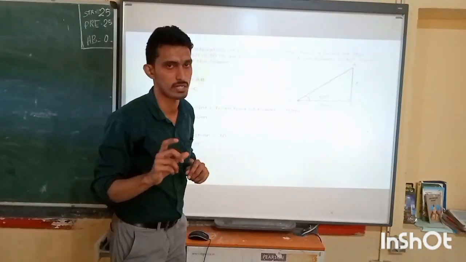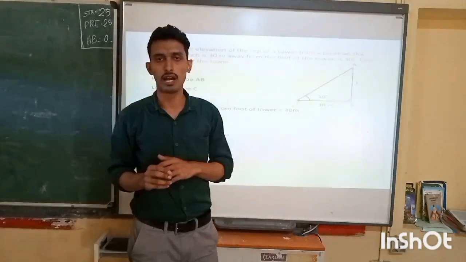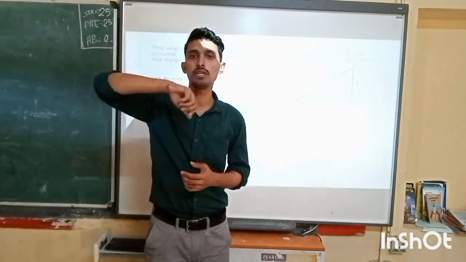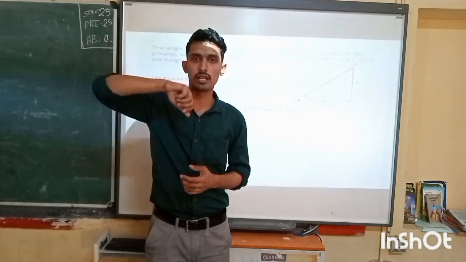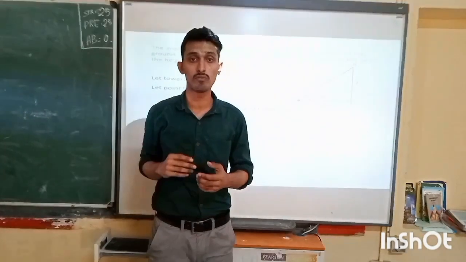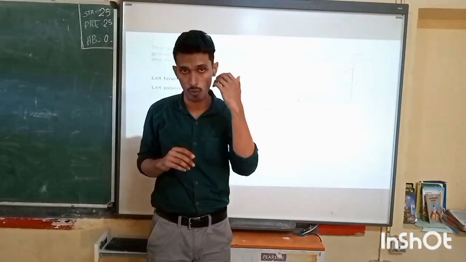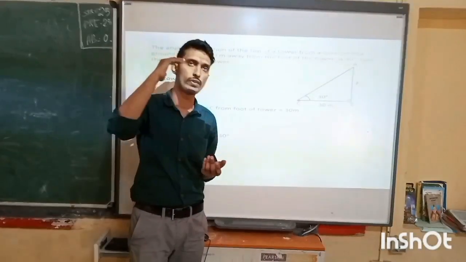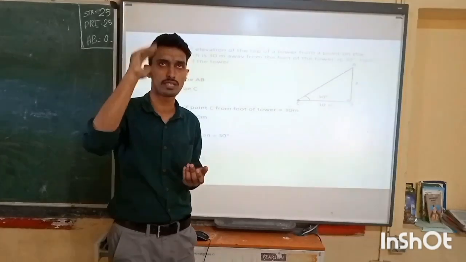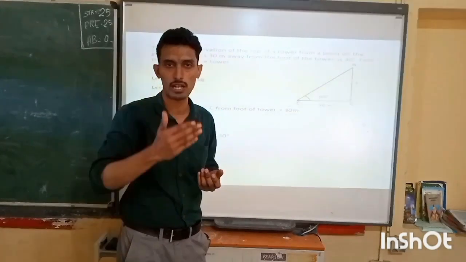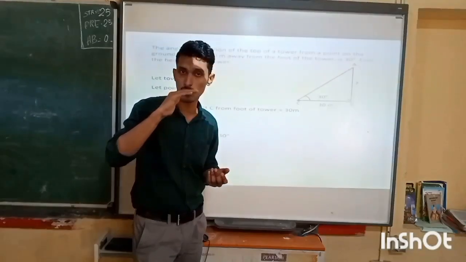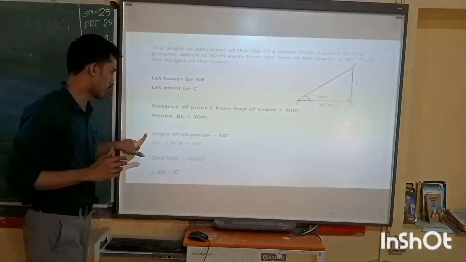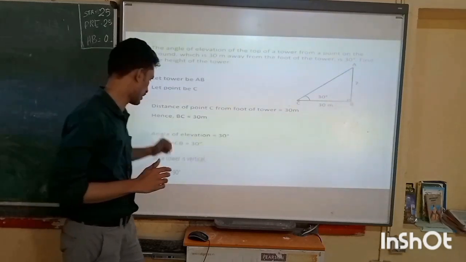The angle of elevation, as I have already told, is formed when we look above the horizontal line. There will be an imaginary line parallel to the ground level when we are observing an object at a certain height. So when we are observing that position, there will be an angle formed between the line of sight and the horizontal line, right? So that angle is 30 degree. Now, the angle of elevation is here. Angle ACB is equal to 30 degree.